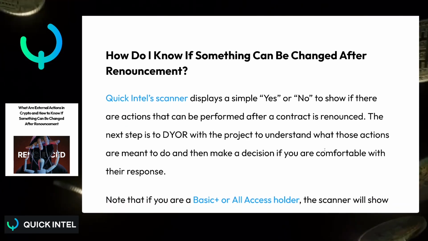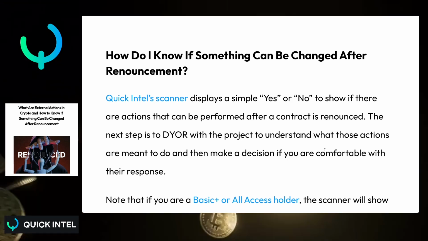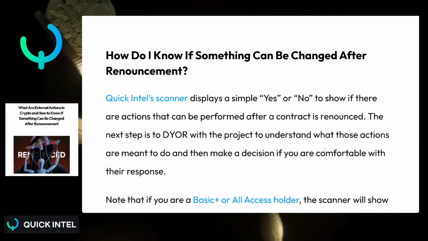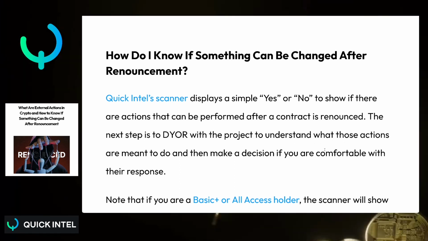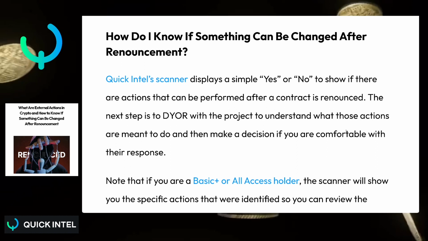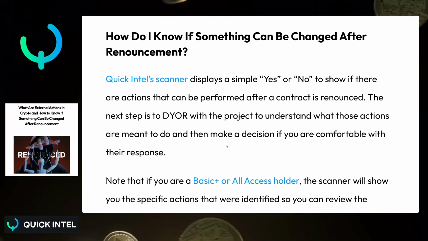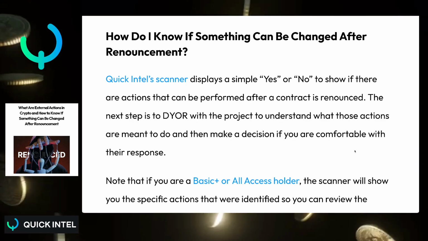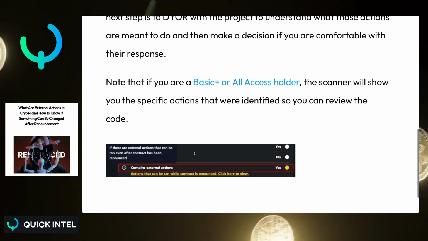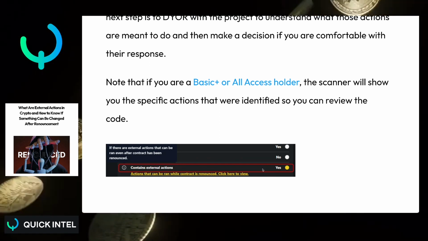And this is where Quick Intel comes to help us out. Quick Intel's scanner displays a simple yes or no to show if there are actions that can be performed after a contract is renounced. The next step is to do your own research with the project to understand what those actions are meant to do, and then make a decision if you feel comfortable with their response. So here's a quick example right here, all included in their blog. You can come back here and look at it yourself.